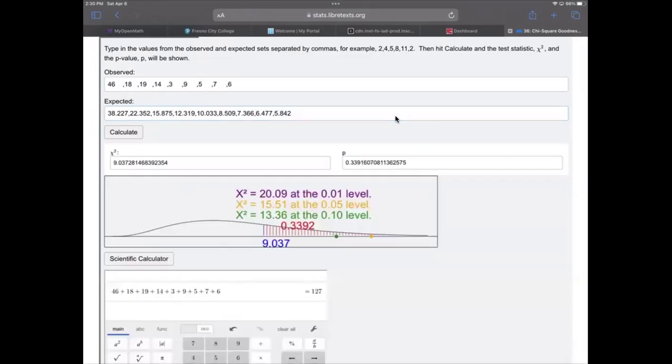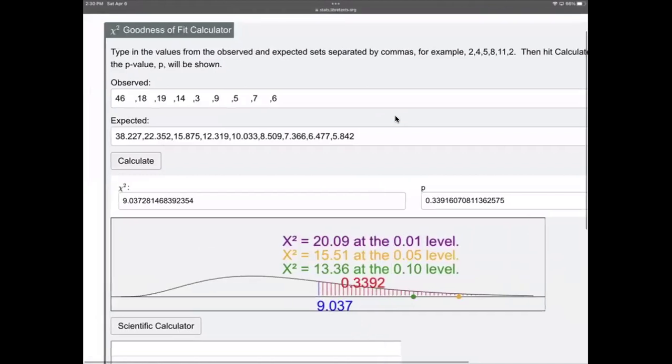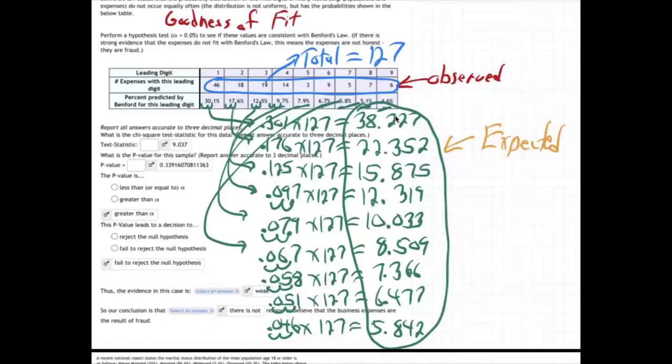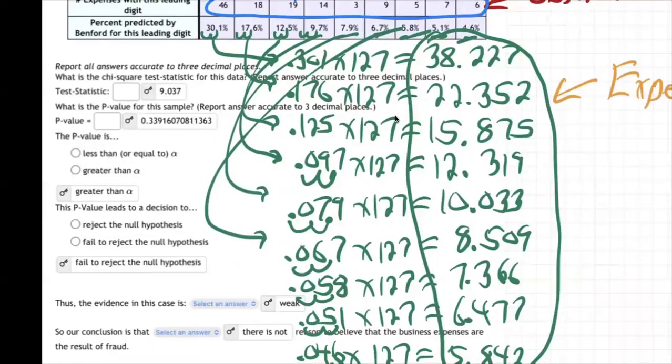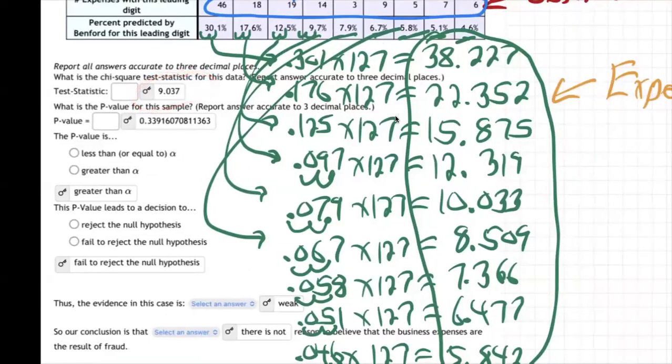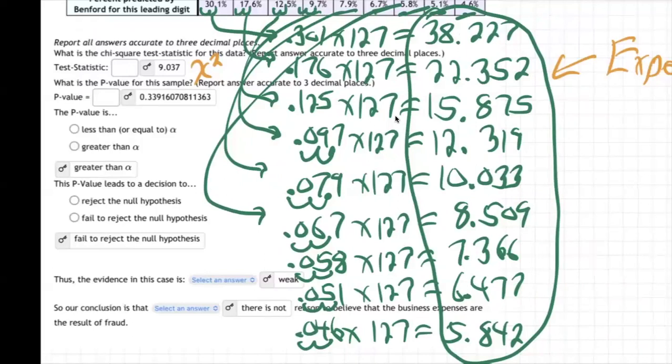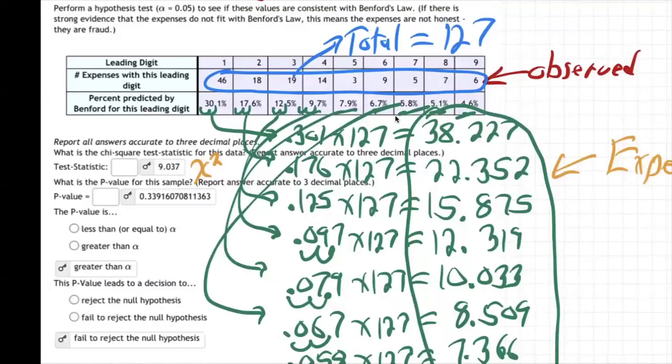Hit calculate. There's our x squared, called chi-squared, and our p-value, 0.3392. Let's see if that's right. Yep. So there's the chi-squared, called the test statistic. The x squared is chi-squared really. There's the p-value. Let's draw a conclusion to this now. Remember how this works? Maybe I should have shown you the H0 and the H1. Let's do that. Let's come up here.